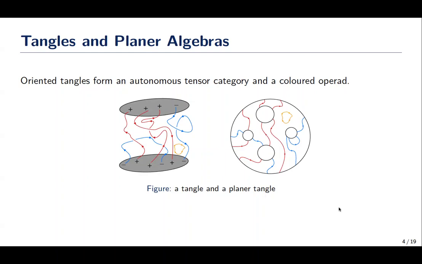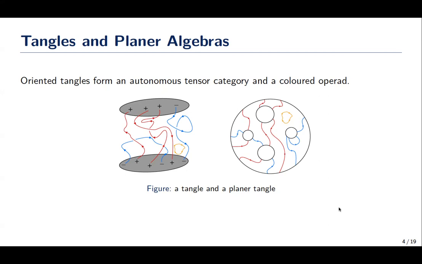The autonomous structure, that means the dual of an object in this category, is defined by writing the objects backwards and changing the signs. That's how we define the dual in this category. And this category is very interesting. It was studied by Turaev, and this categorical study of oriented tangles finally led to quantum invariant theory, and the Jones polynomial was the result of this initial study.